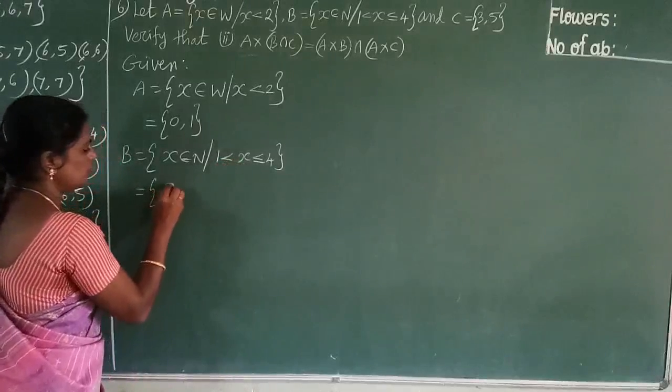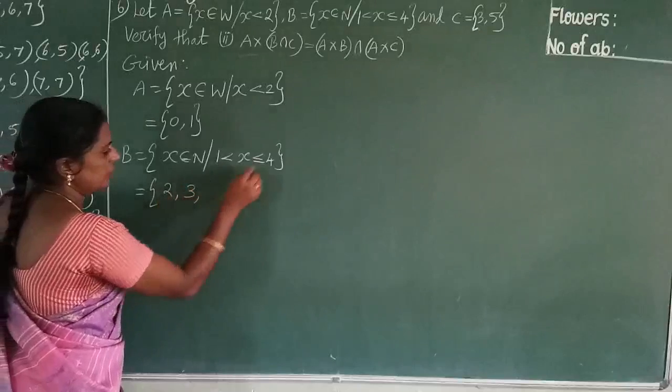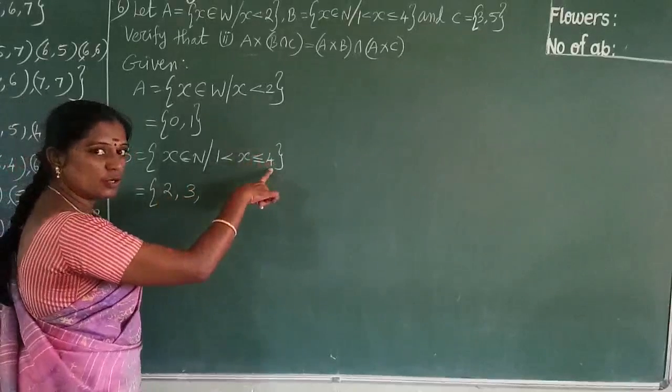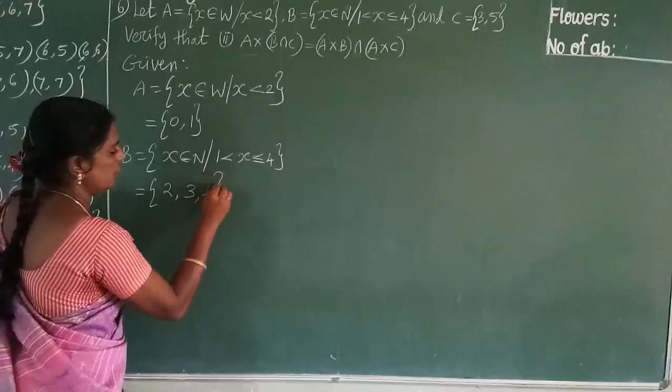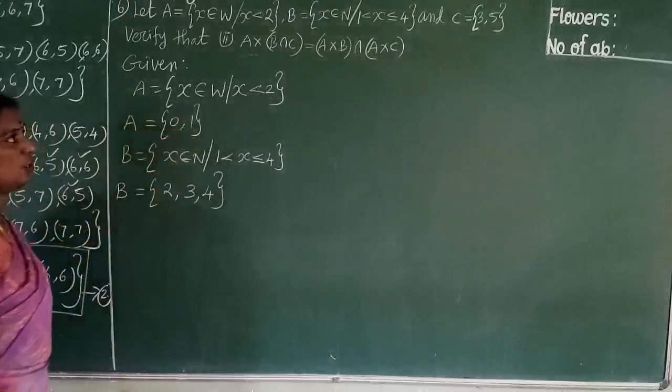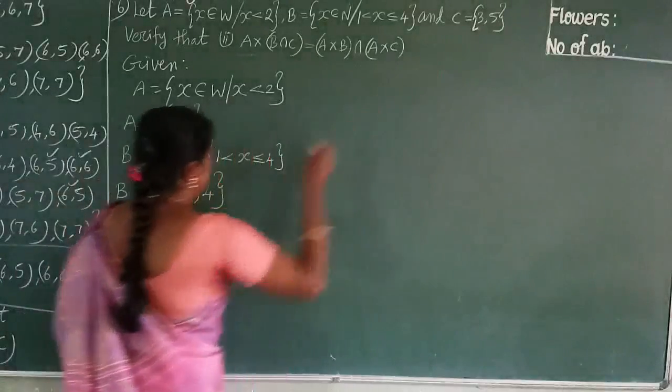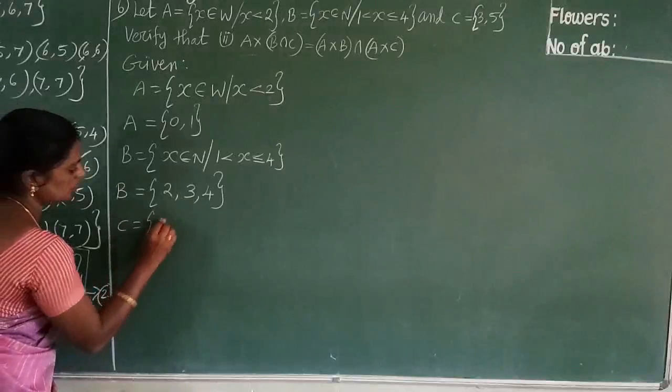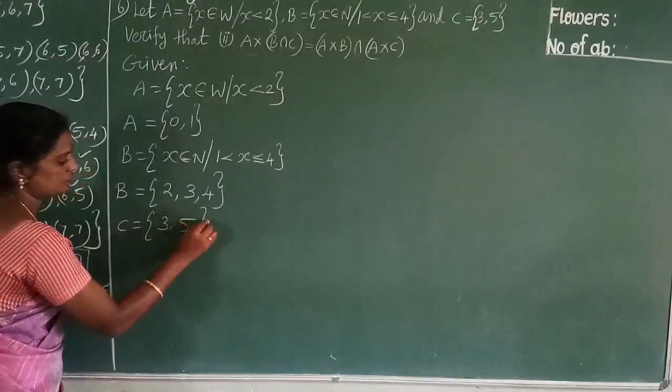So it starts from 2, 3. Here it is less than or equal to, so 4 also will come. 2, 3, 4. B answer is 2, 3, 4. A answer is 0, 1. C answer is already given: C equal to 3, 5.